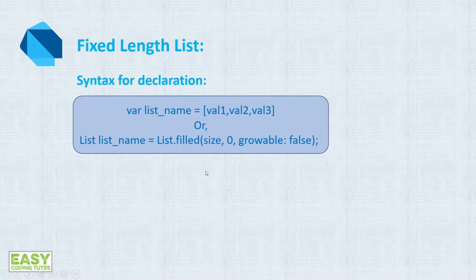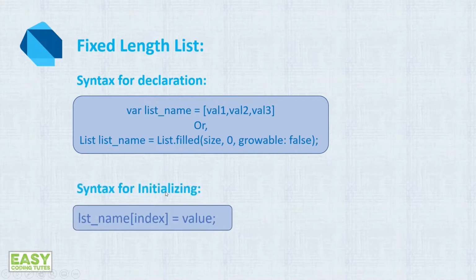If we are not giving any value to any index, the default value will be 0 for that particular index. Here we have the syntax for initializing: list name of index is equal to value. So directly to any index we can assign the value. This is the most common way for initializing a list.